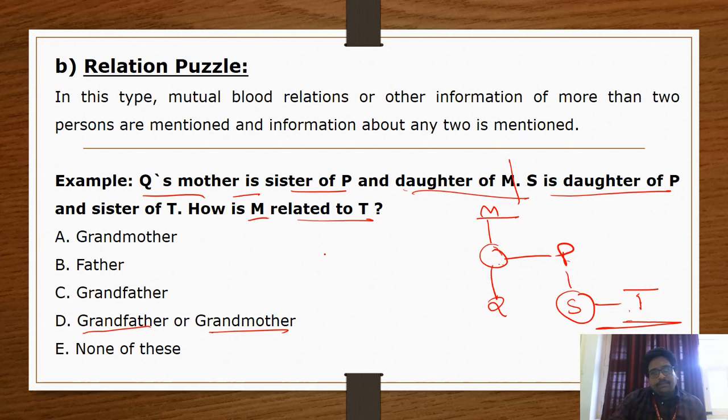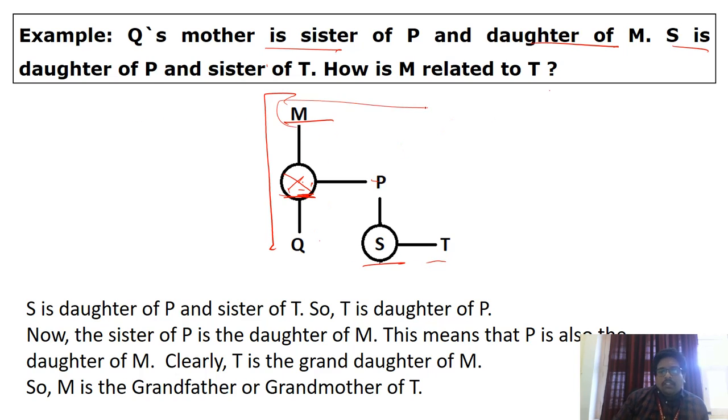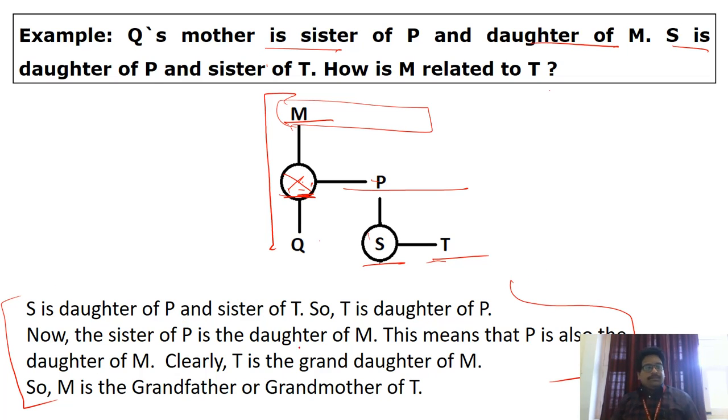Okay, fine. So this is the solution that I explained in the previous slide. If you see this, Q's mother is unknown. Let's say this person is X, the sister of P and daughter of M. And S is the daughter of P and sister of T. How is M related to T? M will be the grandparent of T, two generations above. So M will be either grandfather or grandmother. Read this to get more clarity. Simple. Clear with this?